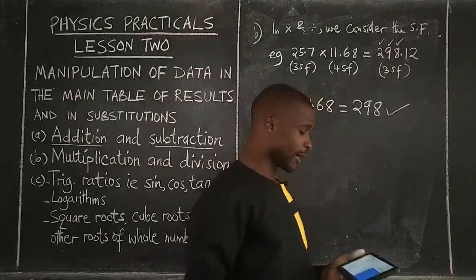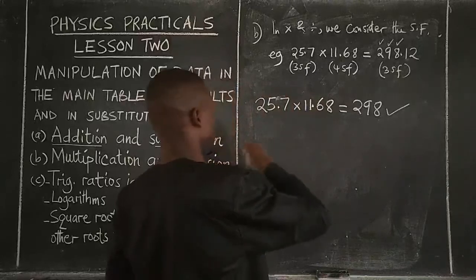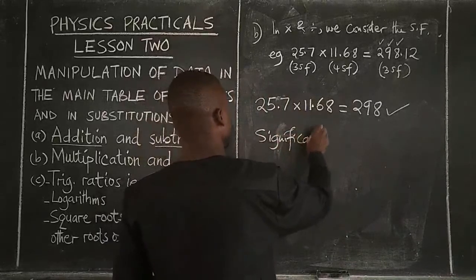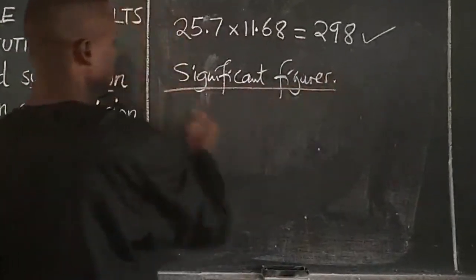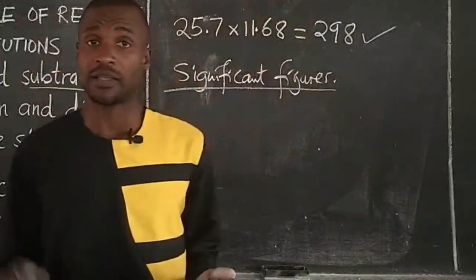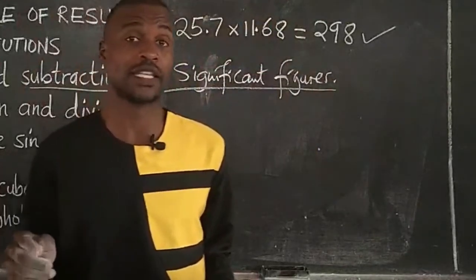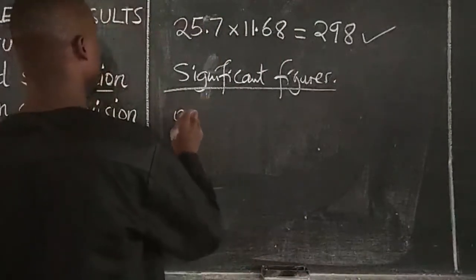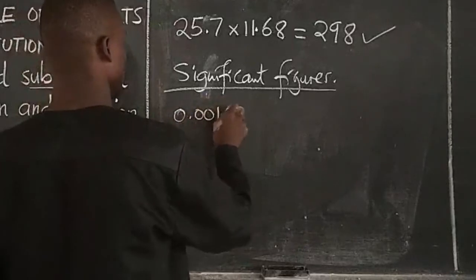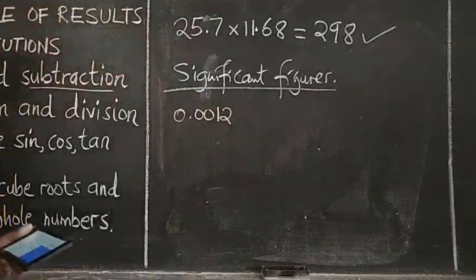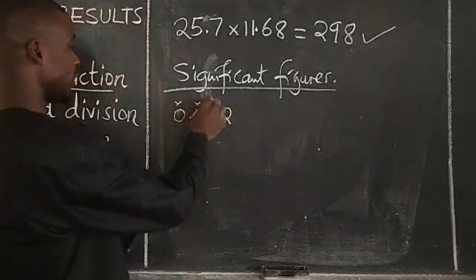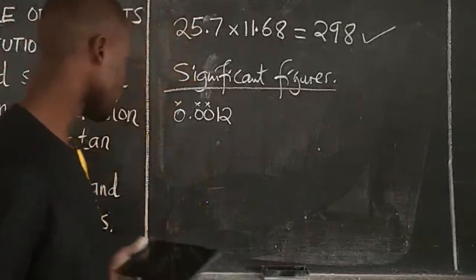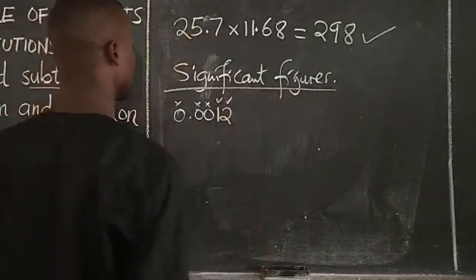Some students get challenges with issues of significant figures. Let me just take you through it briefly. Significant figures simply mean non-zero digits. But a 0 can be significant depending on its location. An example is, if I have 0.0012, how many significant figures are here? These zeros are not significant. You start counting significant figures when you reach a non-zero value. So this has basically 2 significant figures.